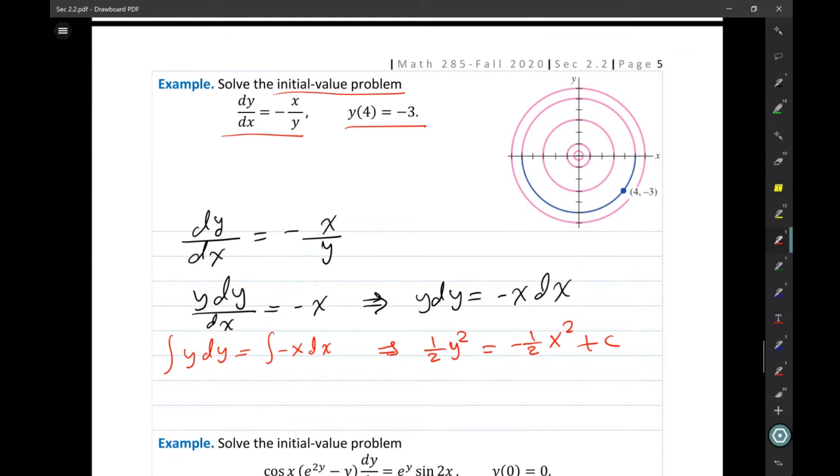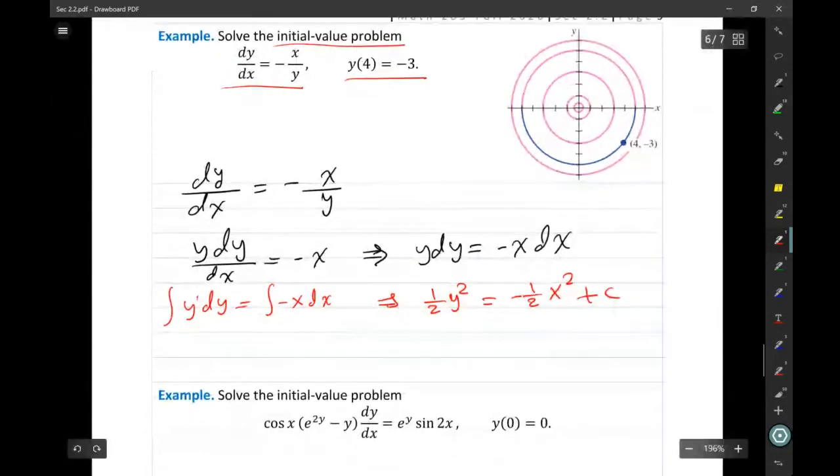Professor, can you please explain how it's half y square and minus half x square? Like, how did we integrate the variable y, I mean? It's very simple. The power is 1, so add 1 and divide by the new power. Yes, of course. Sorry, sir. Thank you so much. Sorry, I was lost.